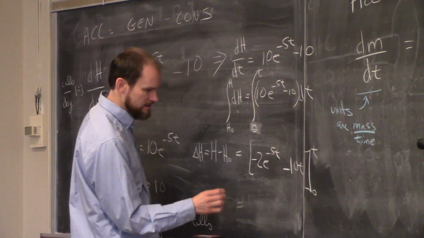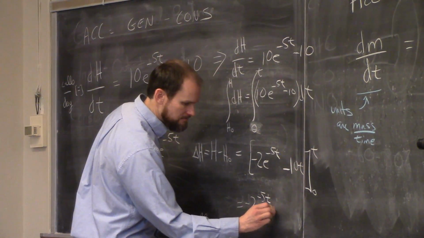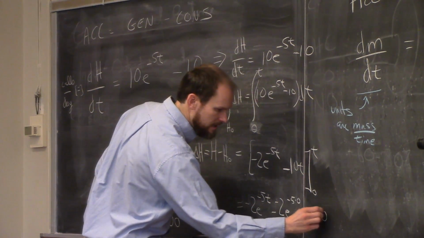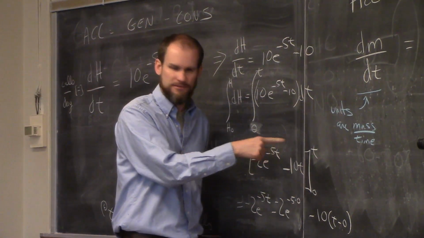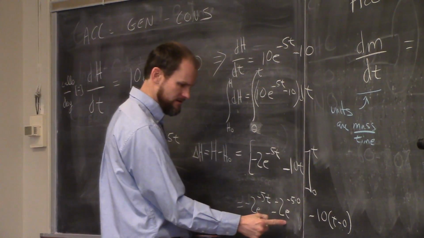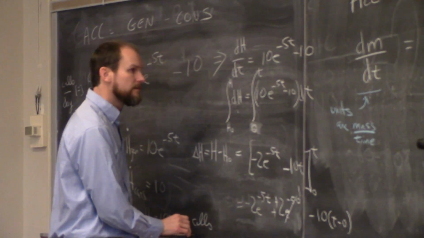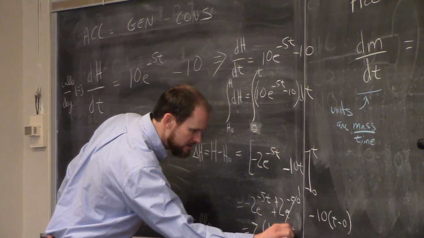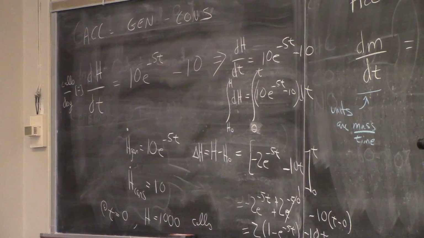I have to plug those in. So minus 2e to the minus 5t, minus minus 2e to the minus 5 times 0, minus 10t minus 0. So plugging in t at 0, I'm being a little sloppy because I'm using t for the final and t for the integration variable. You might put t_f there if that makes it clearer. All right, what's e to the 0? 1. Two minus signs there. So I'm going to get 2 times 1 minus e to the minus 5t, minus 10t, equals the change in H.